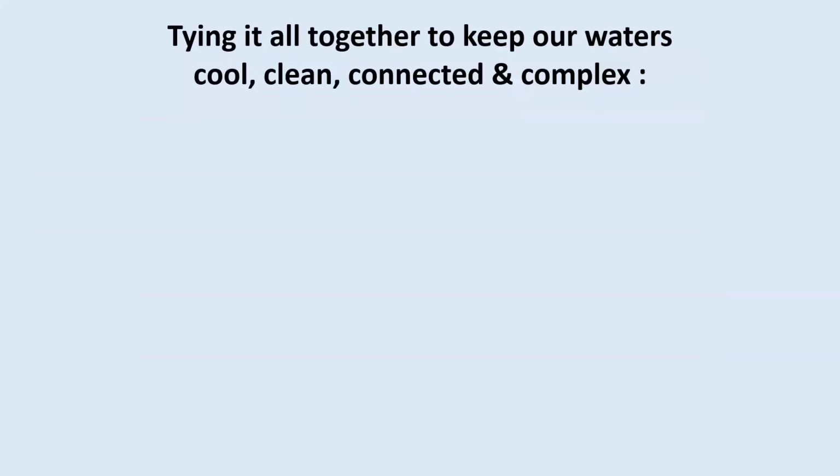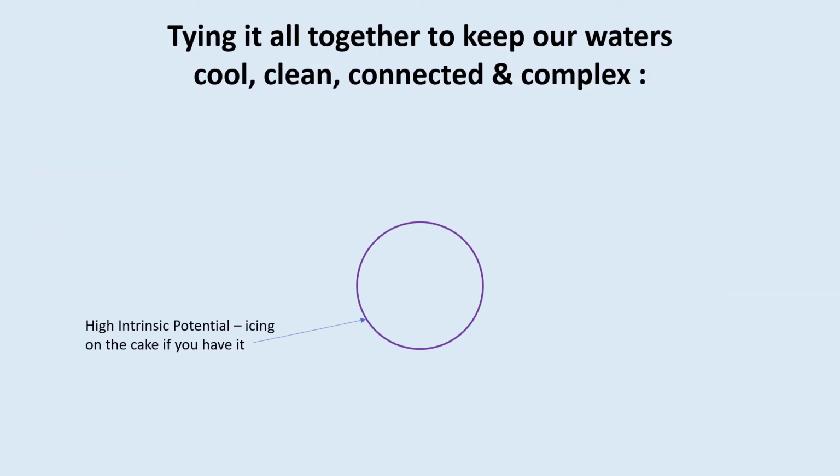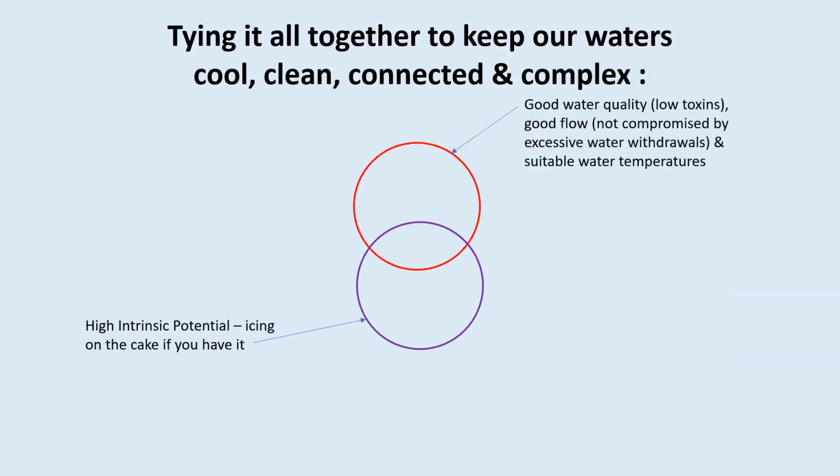So to tie this all together, to keep our waters cool, clean, connected, and complex, what you want to do is, if you have high intrinsic potential, it's icing on the cake. If not, that's fine. You can still do this kind of work, but that just tells you you're in a perfect spot. If you have good water quality, which we know we did, as I showed, and good water flow, which I showed you we did, and suitable water temperatures, which I also showed you we did, boom, you're halfway there.